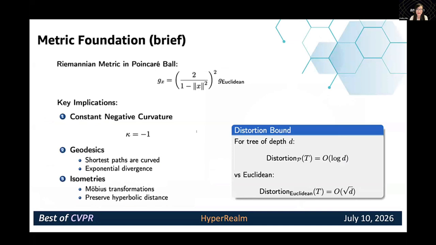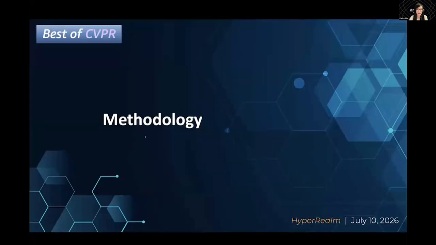For those wanting the mathematical details, we use hyperbolic distance based on Möbius addition, and we map between Euclidean and hyperbolic space using exponential and logarithmic maps at the origin. The key equation is shown here, but I won't derive it. What matters is that this metric naturally encodes hierarchies through distance, and we have well-defined operations to move between spaces during training. Full details are in the paper, including curvature analysis and Riemannian metric derivation. Now let's take a look at the methodology.